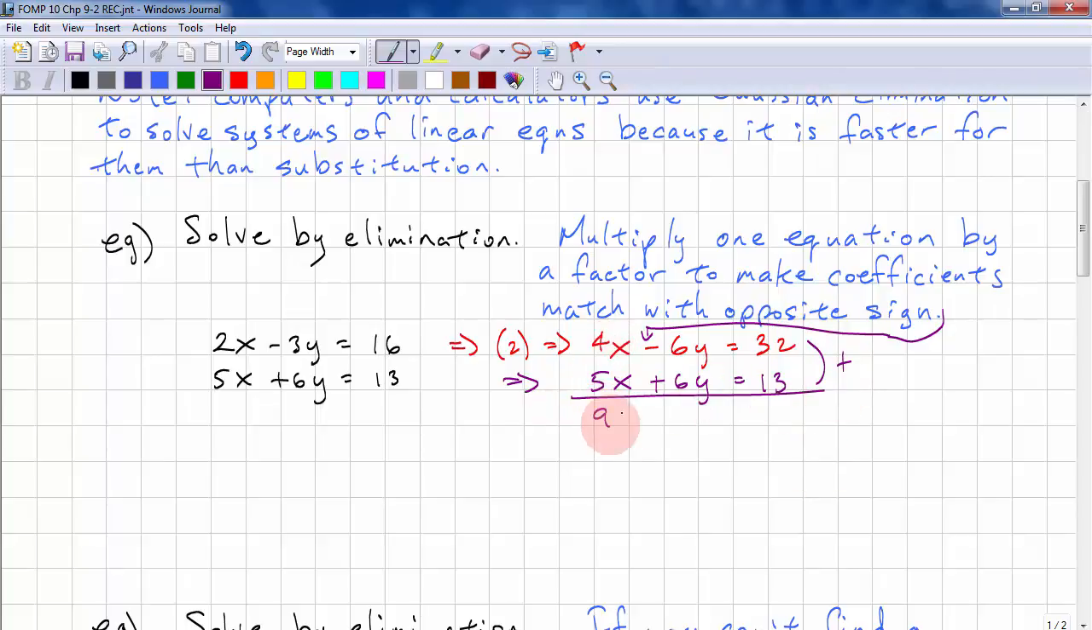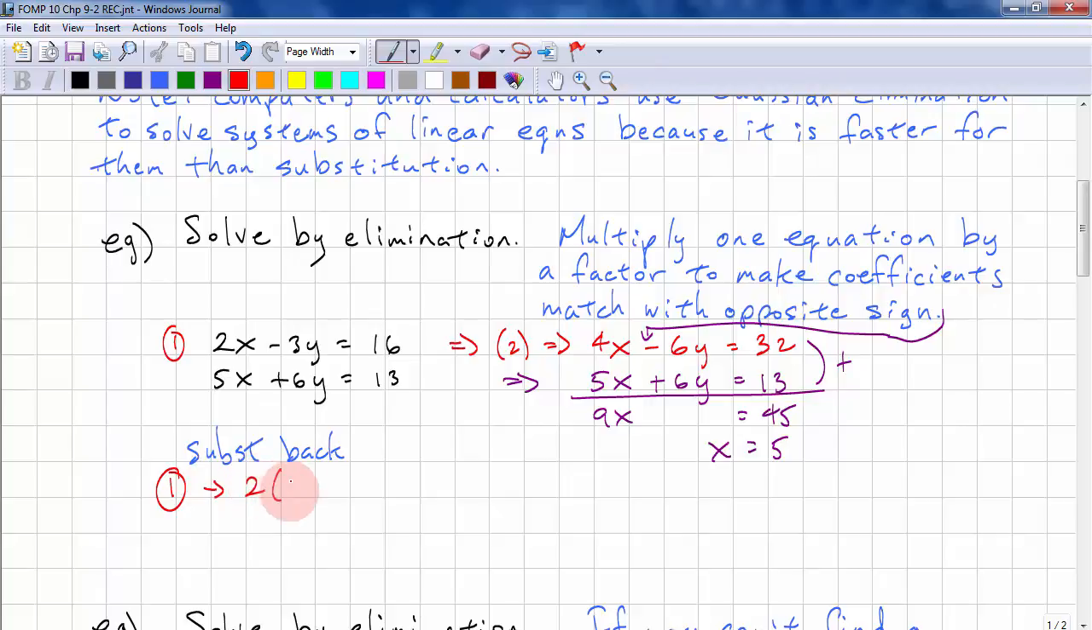4x plus 5x, 9x. These cancel out, so we don't need to write 0. Add these two together, we get 45. So 9x equals 45. Divide both sides by 9. X is equal to 5. Now we need to substitute back. And we'll substitute it into equation 1.